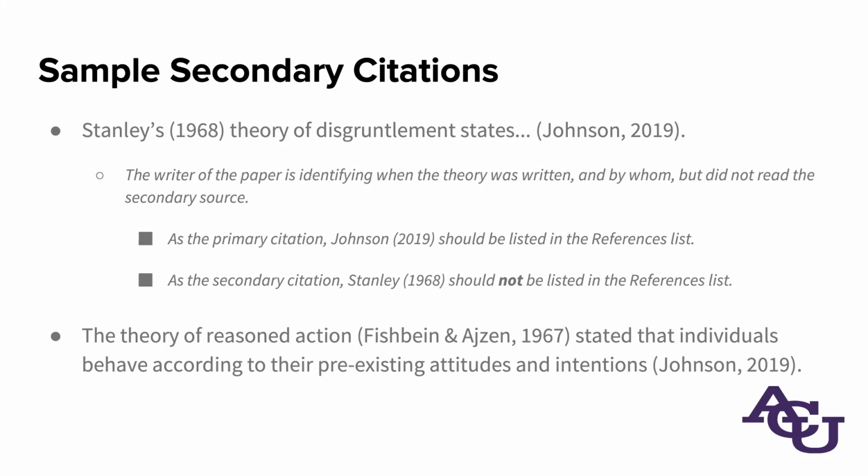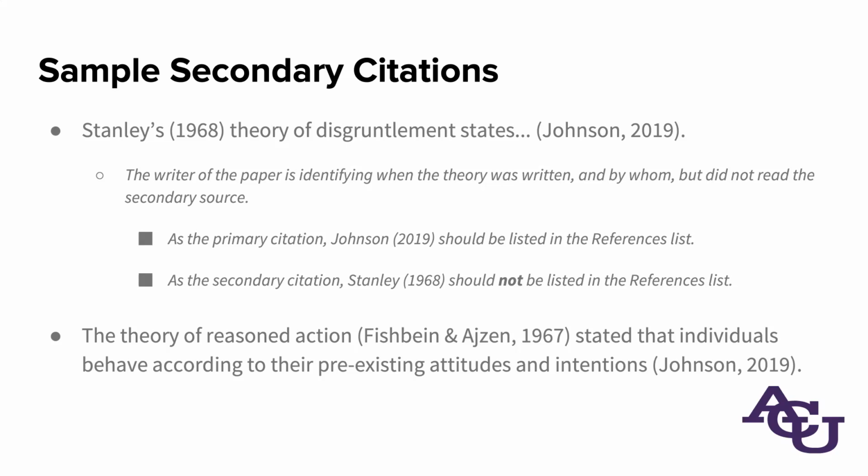So in this example we have here, again, Johnson 2019, that's the primary citation. Stanley 1968 is a secondary citation. And that relationship exists regardless of where these are. If you just said the theory of disgruntlement states, and then had Stanley, 1968, as cited by Johnson 2019, well, Stanley 1968 would still be the secondary source, even though it's grouped in the parenthetical citation set at the end of the sentence. All right, let's look at this next example.